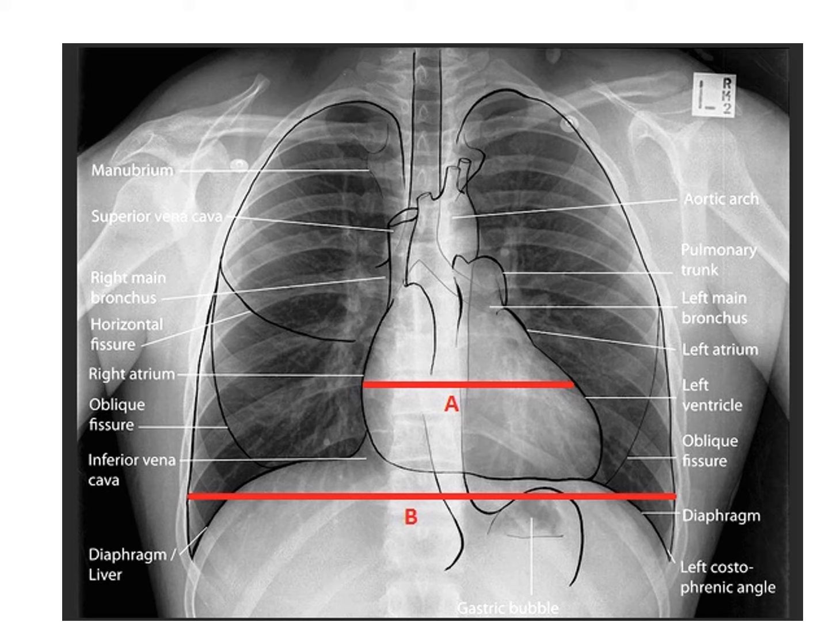Finally, rotation. The medial ends of the clavicles should be equidistant from the vertebral bodies. Rotation alters the heart size and shape and can give a skewed view of what's actually going on. The ribs should be smooth and the intercostal spaces should be equal on both sides.